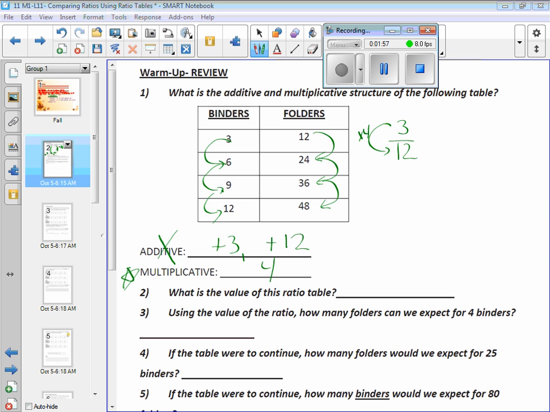Multiplicative is important. What about the value of this equivalency ratio table? What's the value? That also is important. You're spending time on that. 1 to 4.